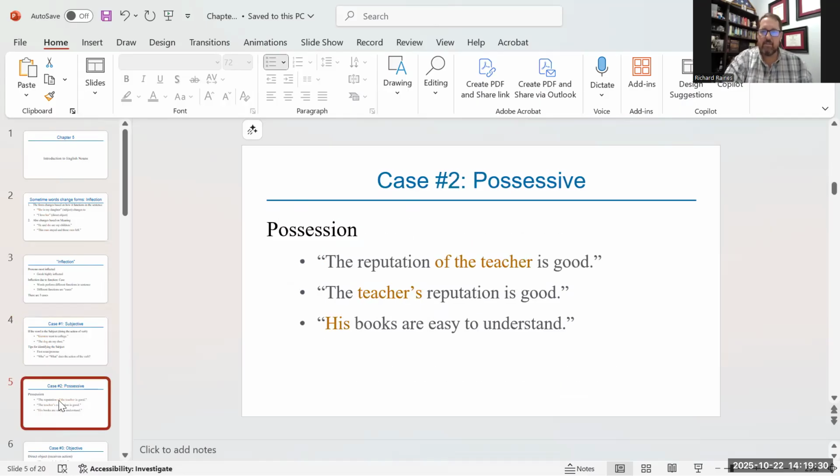The second is possessive. Very simple. The reputation of the teacher is good. The teacher's reputation is good. Teacher's, apostrophe s, indicates possession.